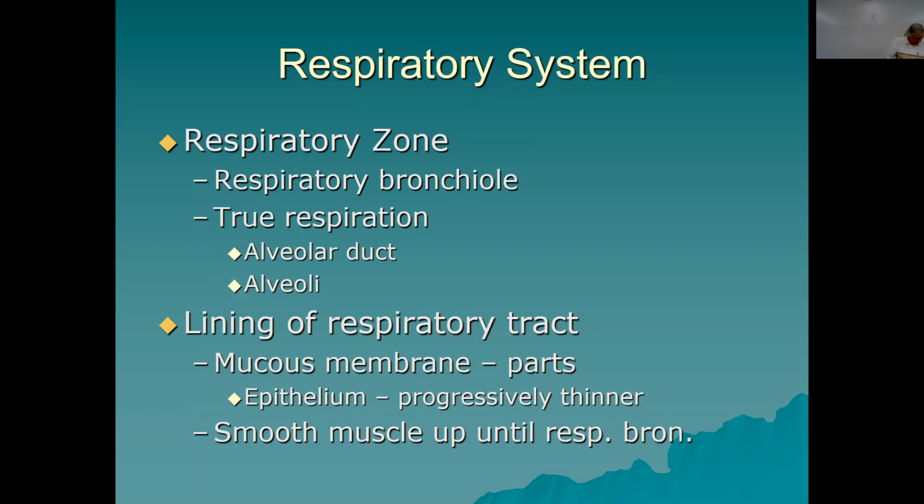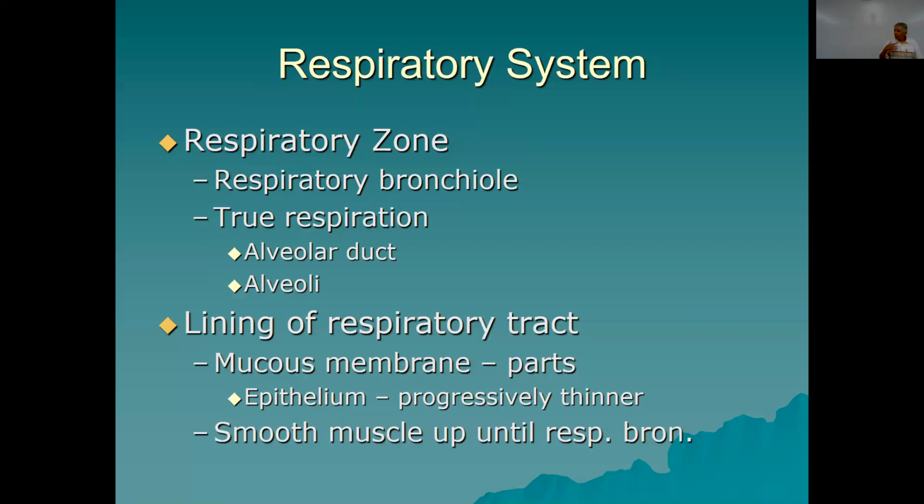This is shown on page 902, progressively thinner epithelium as you go from pseudostratified ciliated columnar epithelia in the trachea and bronchi to a simple ciliated columnar epithelium in the smaller bronchi and bronchioles, then a simple ciliated cuboidal epithelium in the terminal respiratory bronchioles, and then a simple squamous epithelium lining the alveoli.